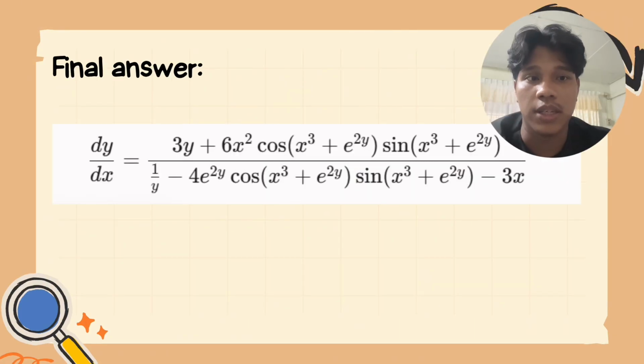So it will be dy/ds equal 3y plus cs squared cos s cubed plus e to the power of y sine s cubed plus e to the power of y over 1 over y minus 4e to the power of y cos s cubed plus e to the power of y sine s cubed plus e to the power of y minus 3s. Alright.